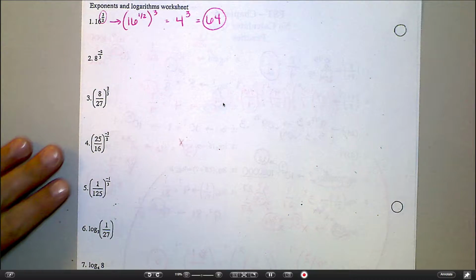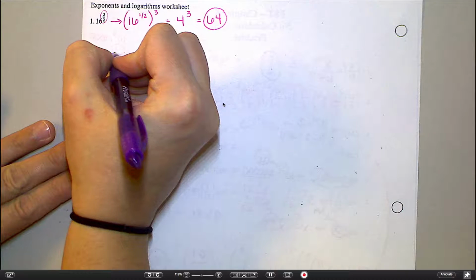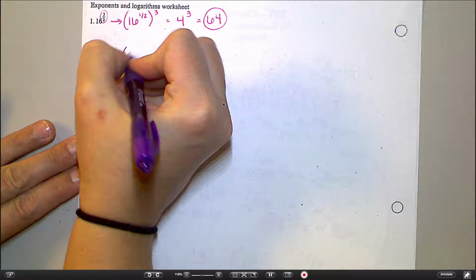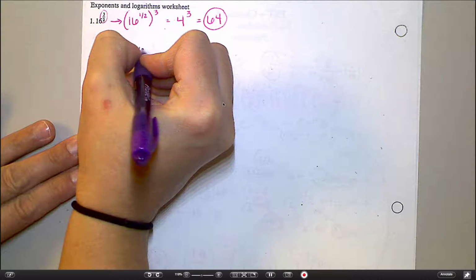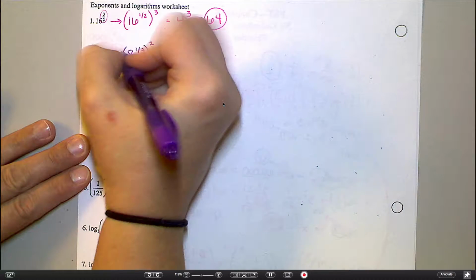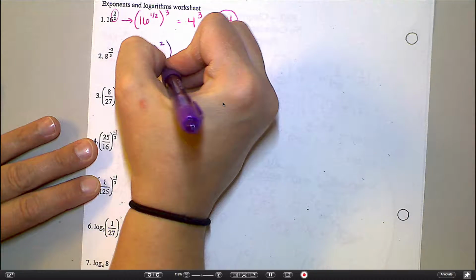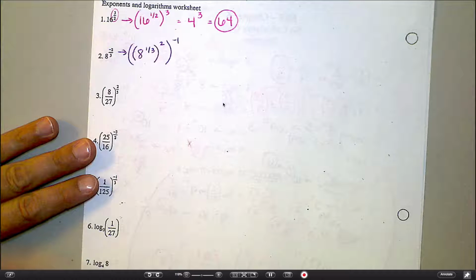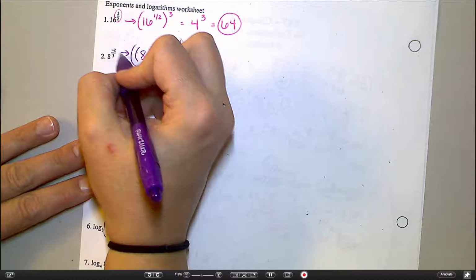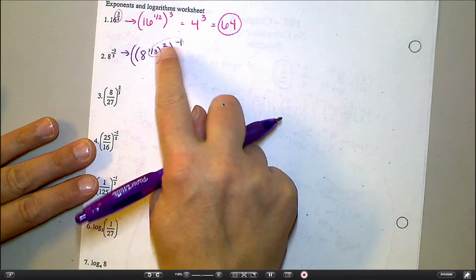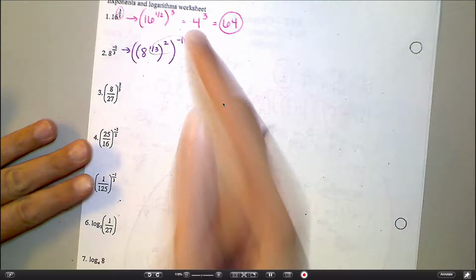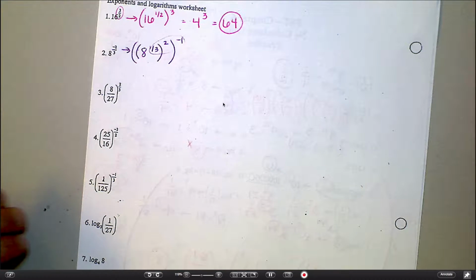Okay, 8 to the negative 2/3. Again, I would separate this. I would make it 8 to the 1/3, and then with a 2 out here, and then with a negative 1 up here. Okay, because when I put all those pieces back together, I get my negative 2/3. And each one of those things kind of works differently as you're working with it as an exponent.